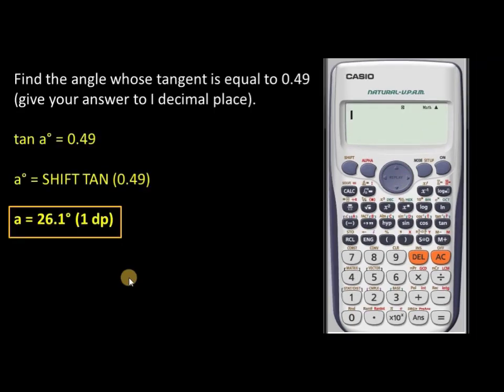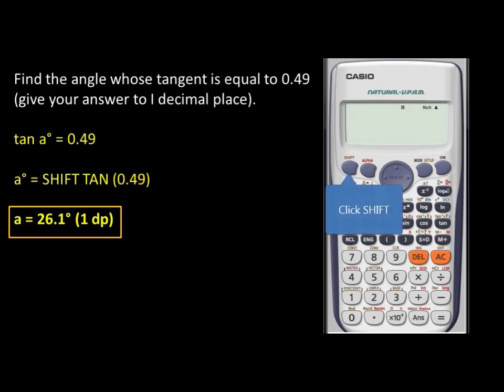0.6366. The answer to this question is the angle is equal to 26.1 degrees, 1 decimal place. Before we look at the calculator, let's go back to the question. We want an angle, and the tangent we know is 0.49. So we write down tangent of angle A is equal to 0.49. We want to go back to the angle, so we use shift tan of the number in the question.